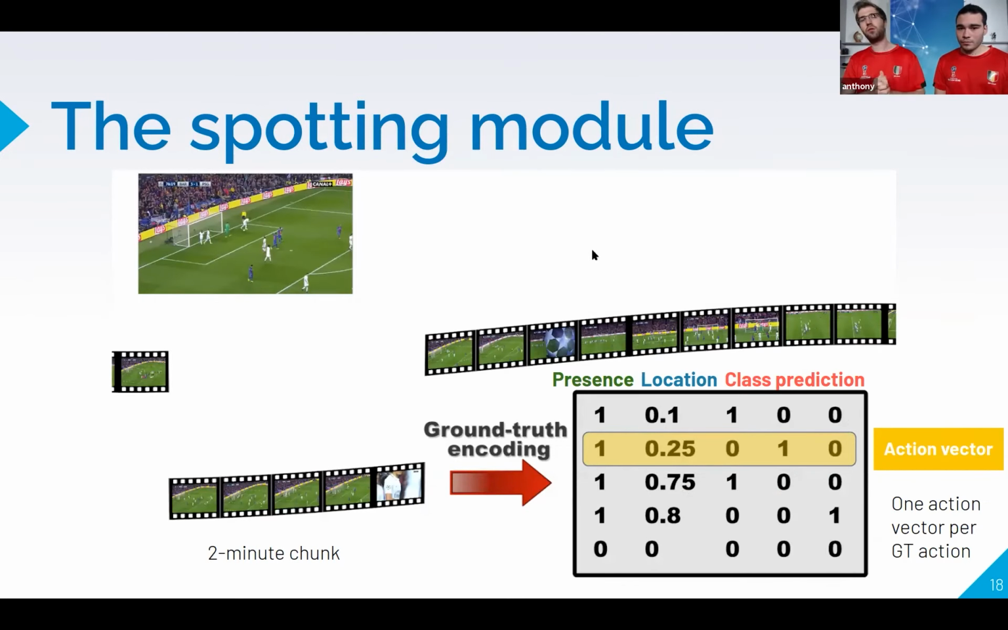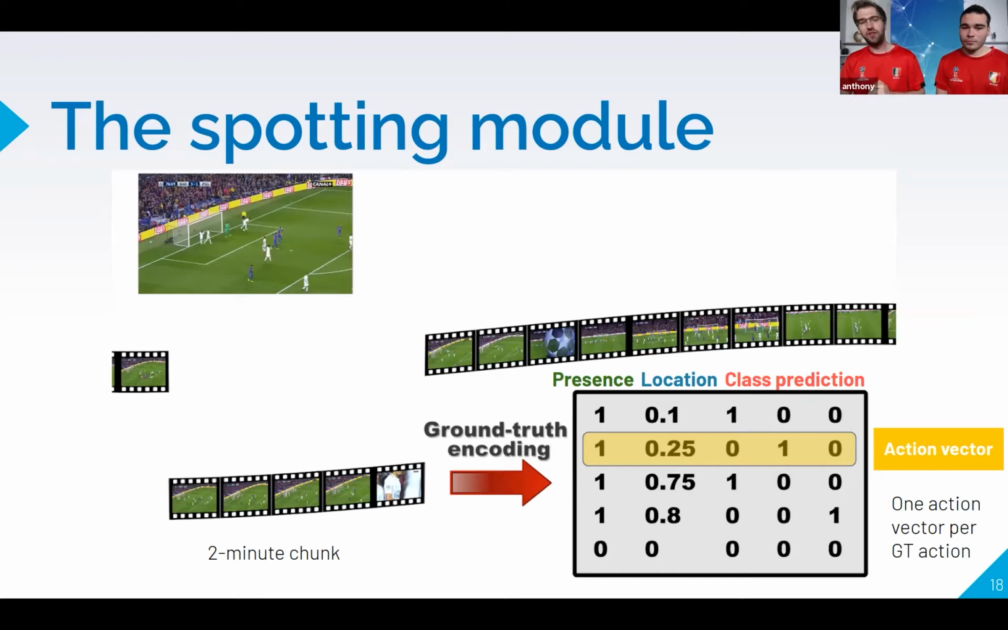So now the spotting module. Remember, the frames are compressed with ResNet and PCA, then fed to the segmentation module, which is temporal segmentation. We combine the features and we feed that to the spotting module, which really performs the task of action spotting.